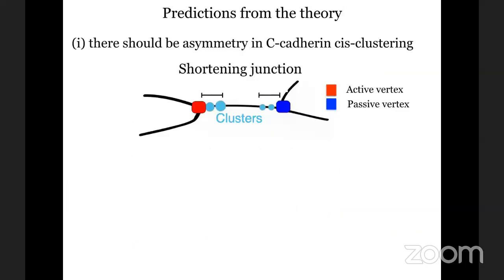So we wanted to understand the molecular underpinning, the molecular reason why this difference in viscoelastic property near junctions could come about. And we predicted that near active vertices, you have these cell-cell adhesion molecules called C-cadherin that are clustered with a larger spatial clustering, while near passive vertices, they show smaller clustering, as shown in this cartoon here.